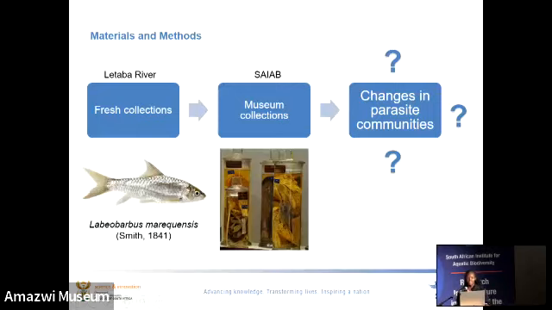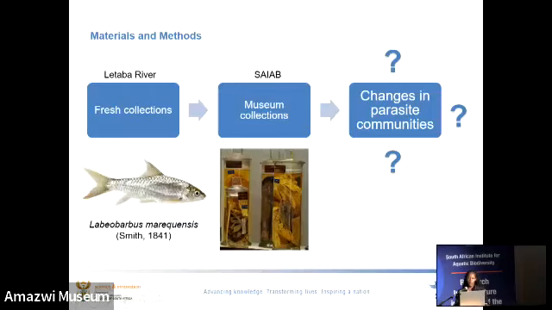For fish collections, sampling has already taken place at the Letaba River, which is within the Inkomati River system. The species of interest is Labeobarbus marequensis, a large-scale yellowfish from the family Cyprinidae. From museum collections, SAIAB has ample representatives from this river available in their collection, which potentially has a great number of parasites preserved within their fish hosts, which are previously not reported. These will be utilized to obtain a historical record of the parasitic communities within the river system.